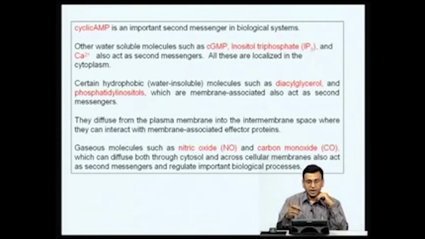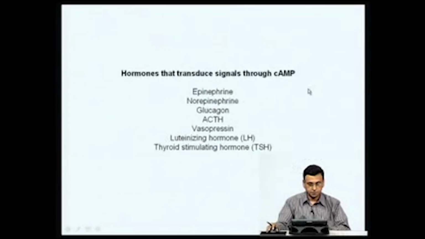In the next class, we will try to discuss the other small molecules like cyclic GMP, inositol triphosphate, diacylglycerol, phosphatidylinositols, and other gaseous molecules, how they function as second messengers and how they activate gene expression programs.